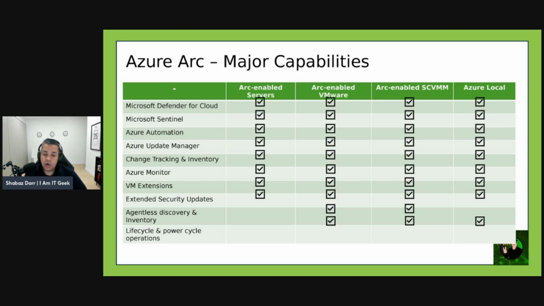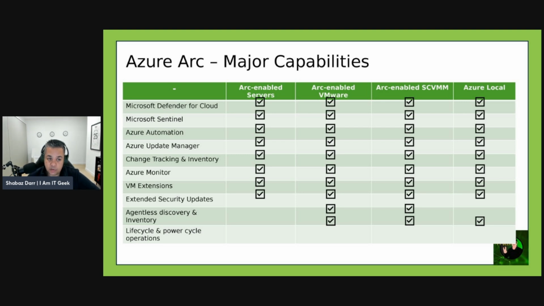And then as we go along on the table from left to right, we've got the different Azure Arc services there. So we've got enabled servers, and as you can see, they pretty much have all the capabilities except the last two, which is agentless discovery and inventory and lifecycle and power cycle operations. We'll go on to Azure Arc enabled VMware, where they support all the major capabilities for Azure integration. Azure Arc enabled SC VMM as well, but Azure Local again supports all of them and it has all the major capabilities apart from the agentless discovery and inventory.